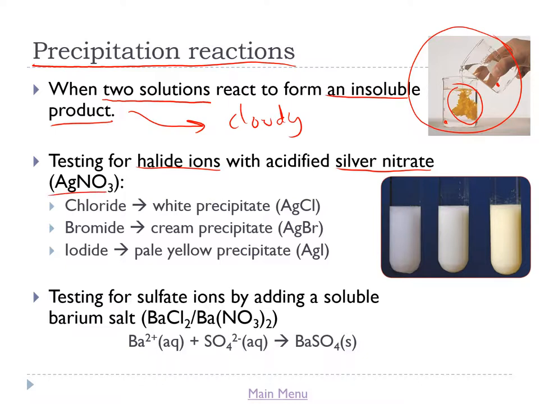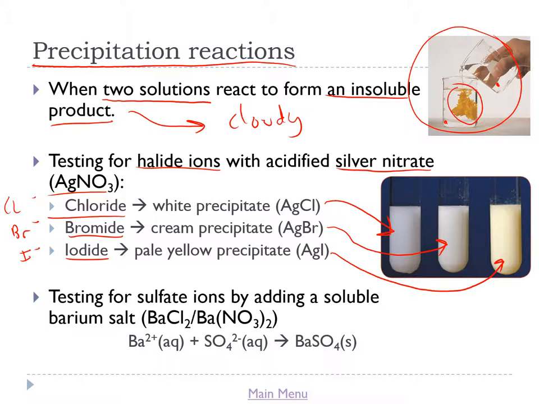Okay, and if we have chloride ions present, that is Cl-, we produce a white precipitate of silver chloride, AgCl. If we have bromide ions present, Br-, we get a cream precipitate of silver bromide, AgBr. And if we've got iodide ions present, I-, we produce a pale yellow precipitate of silver iodide. And so the colour of the precipitate is characteristic of the type of halide ion that we have present.